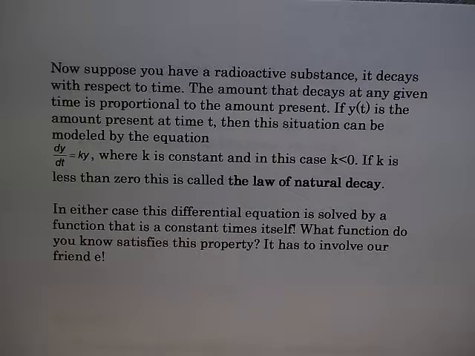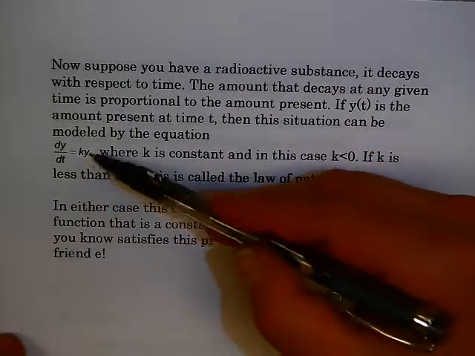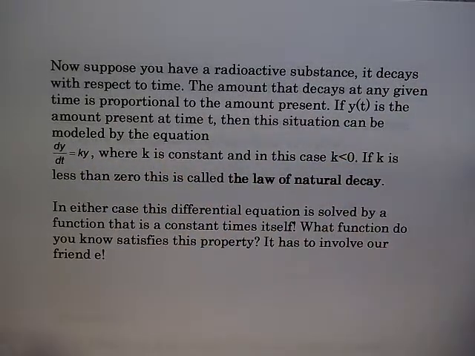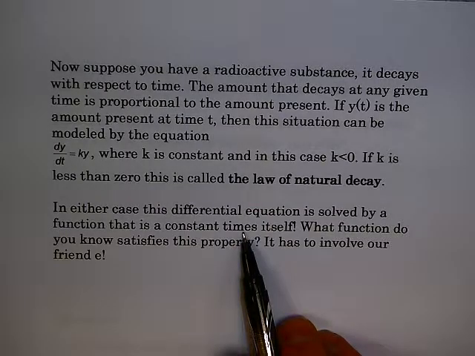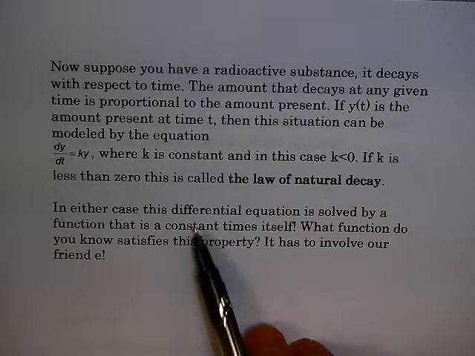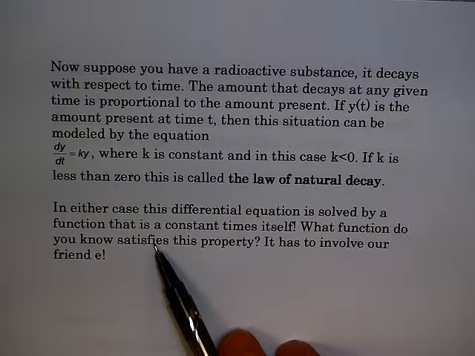So if y of t is the amount present at time t, then the situation can be modeled again by the equation dy/dt equals ky, where k is constant. In this case, k is less than 0. If k is less than 0, this is called the law of natural decay. In either case, this differential equation is solved by a function whose derivative is a constant times itself. What function do you know satisfies the property that its derivative is a constant times itself? That has to involve our friend e.